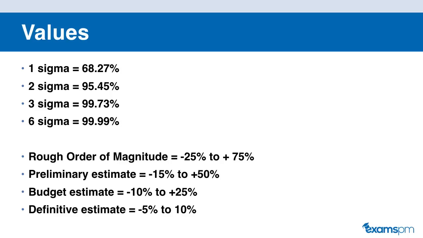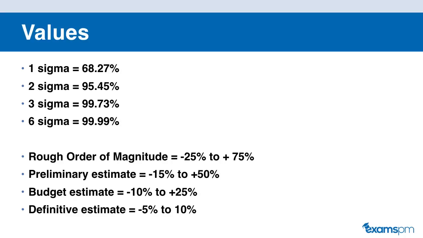Also, you need to know in what range the estimates have to be in. So at the start of your project, you just want to get a rough order of magnitude when you're estimating either your schedule or your cost. And this could be anywhere between minus 25% to plus 75%. And then as you progress through your project and you get to know more and more information, then your estimates become your preliminary estimation, which can be off by negative 15% to plus 50%.